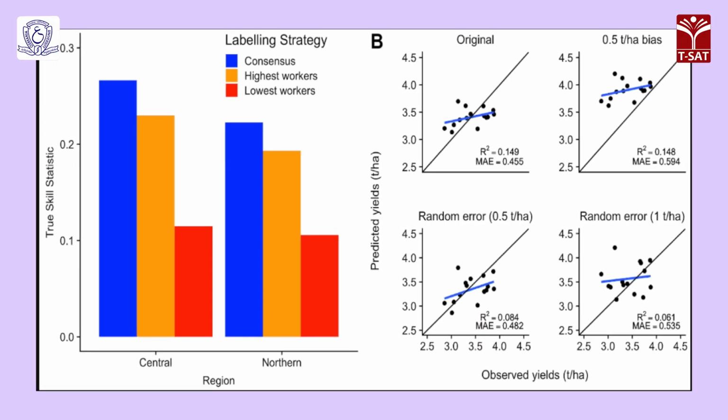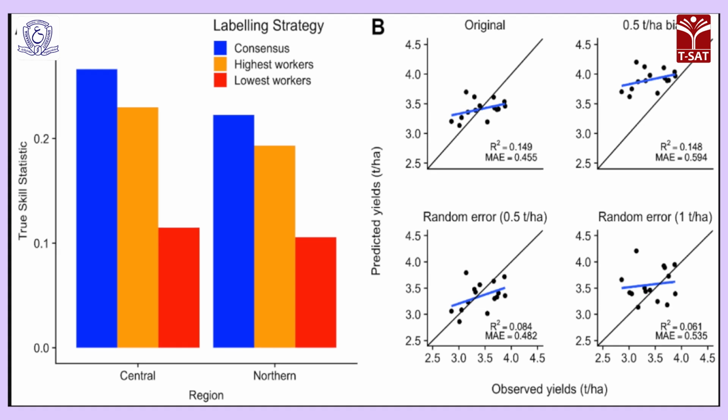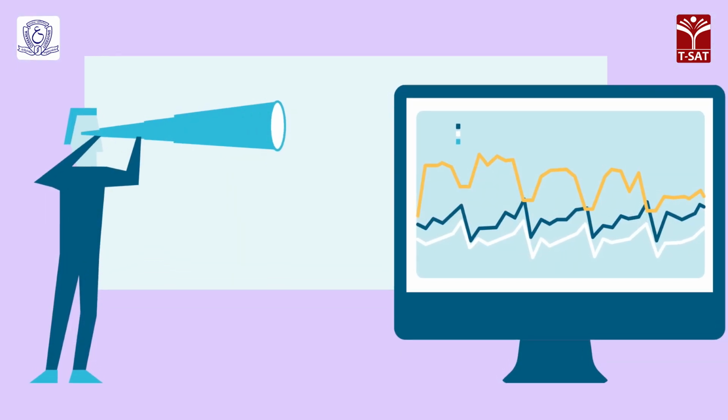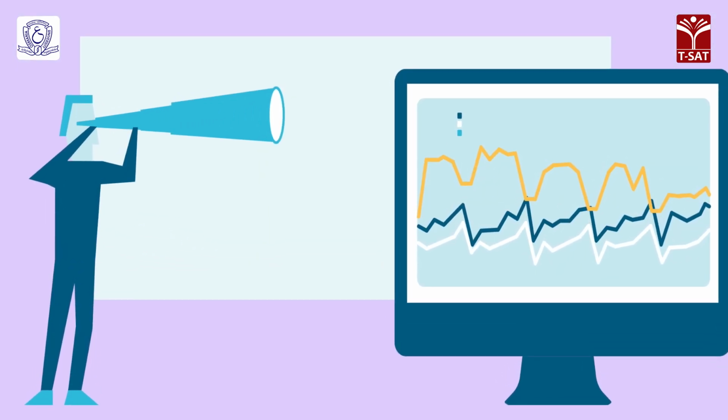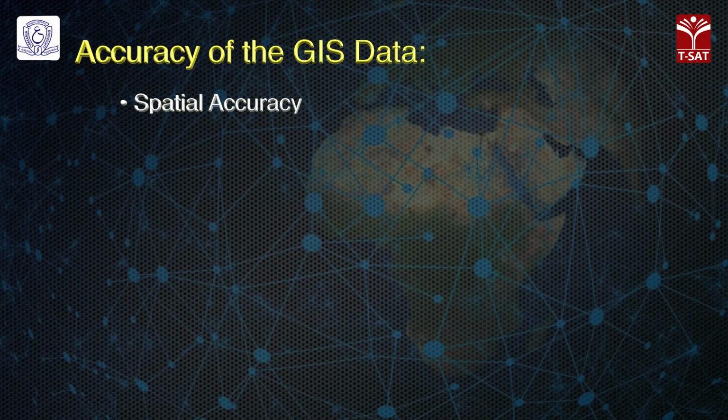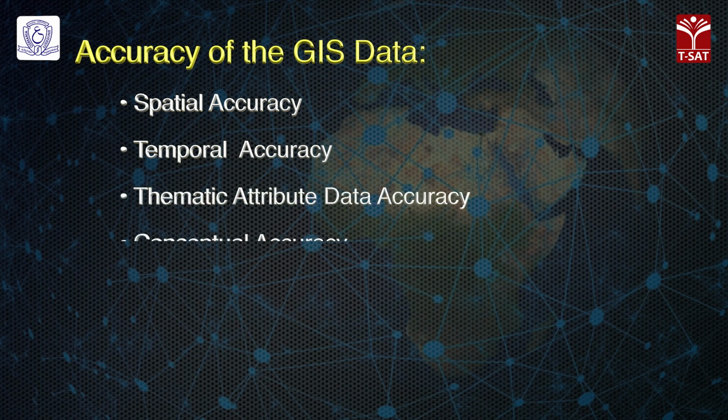Accuracy is a relative measure rather than an absolute one, since it depends upon the intended form and the content of the database. Different specifications can exist for some general types of geospatial data. Accuracy of GIS data can be discussed in terms of spatial accuracy, temporal accuracy, thematic attribute data accuracy, and conceptual accuracy.